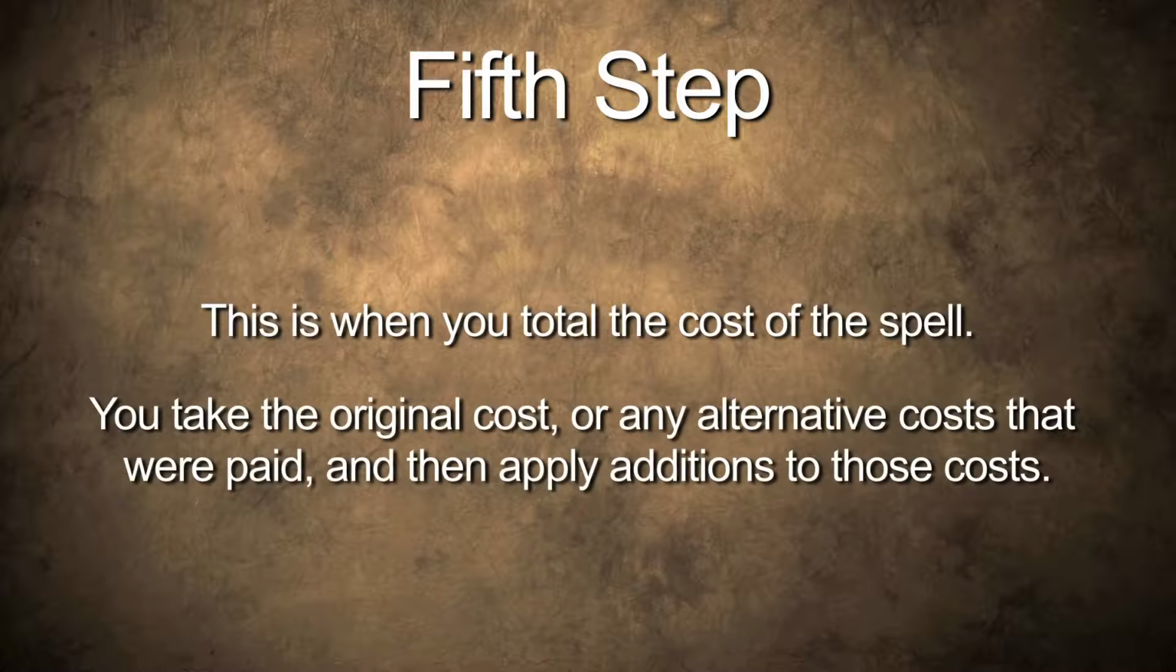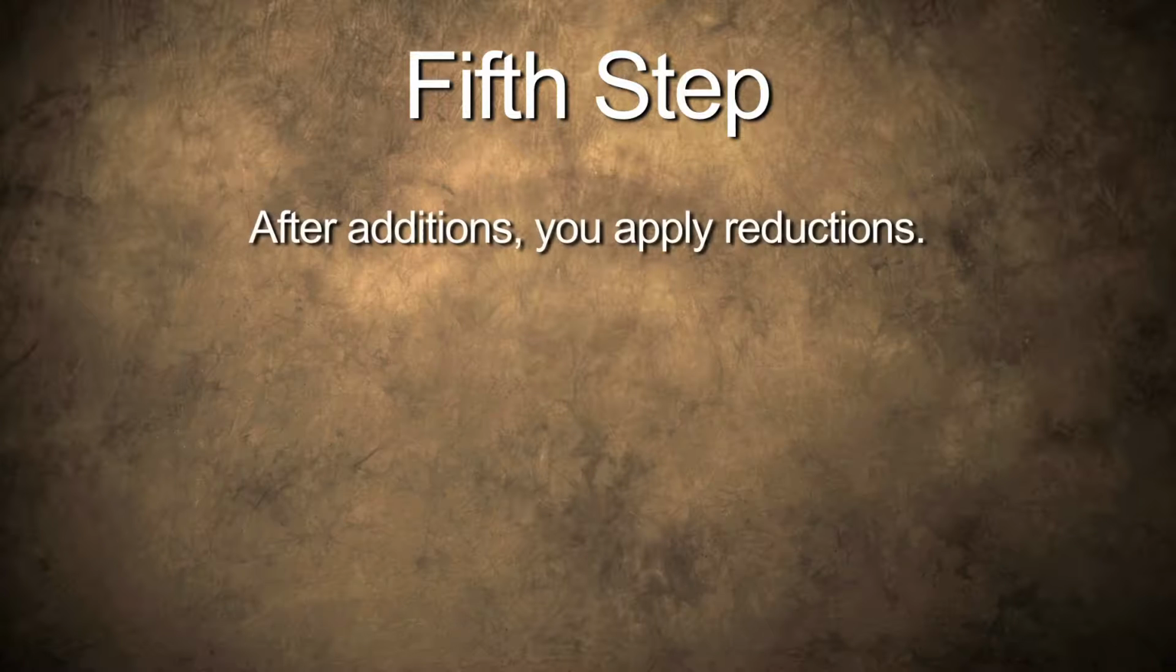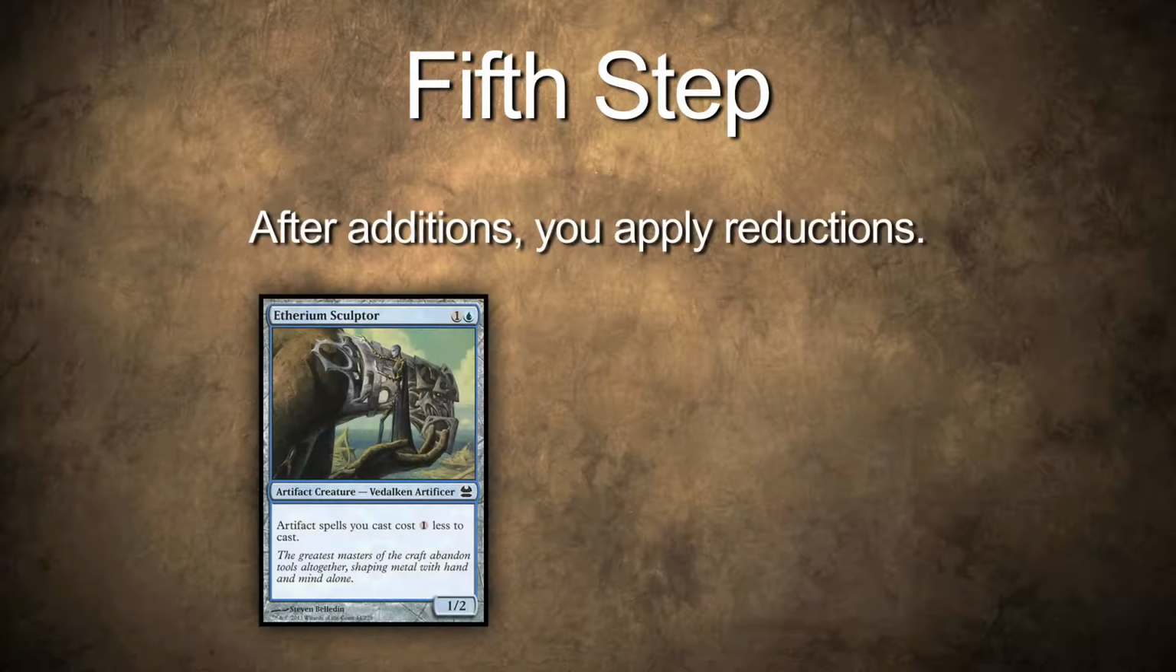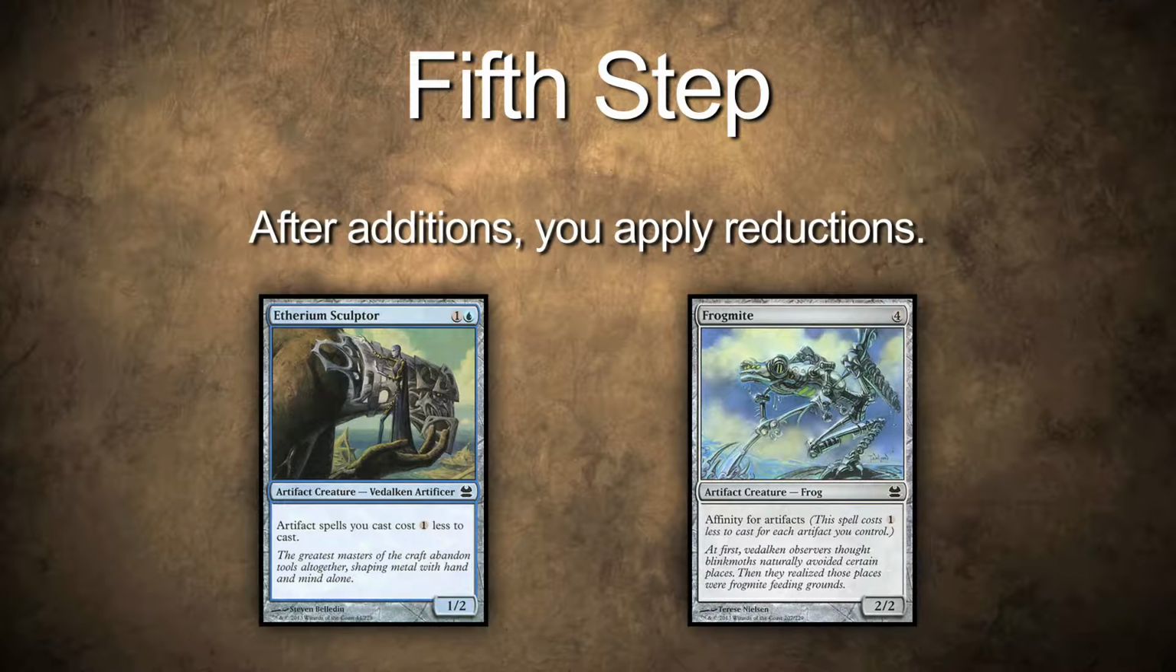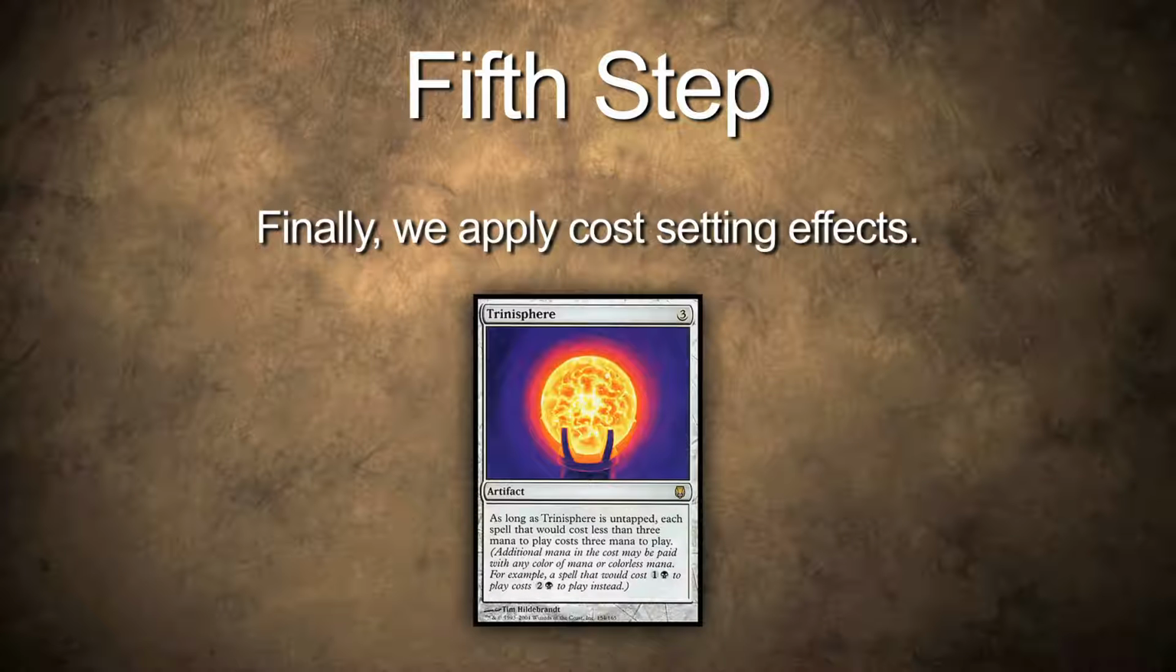We take the original costs, or any alternative costs that were paid, and then we apply additions to those costs, like with Thalia or Suppression Field. Then we apply reductions through things like Ethereum Sculptor or Affinity. Finally, we apply cost-setting effects, like with Trinisphere. Now, this order is important.